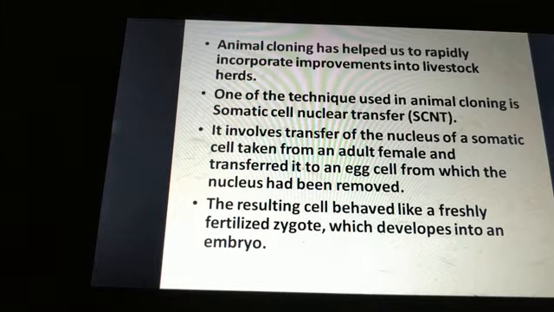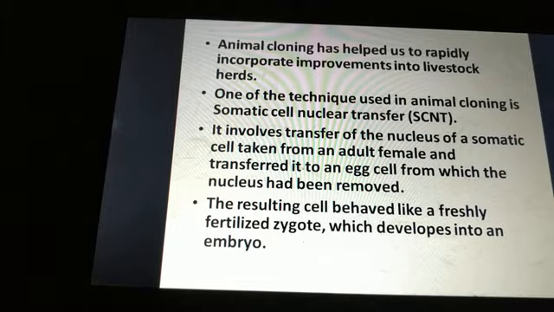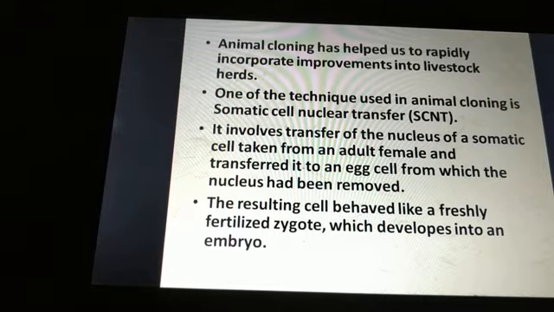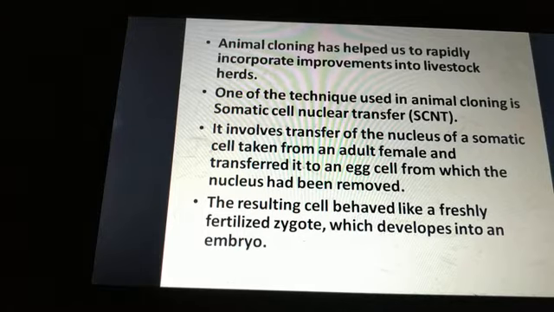Next, where cloning is used, as I already said, in drug development and in making of transgenic crops and animals. So animal cloning has helped us to rapidly incorporate improvement into livestock herds. Cloning allows livestock breeders to create an exact genetic copy of an existing animal. So it is used to produce healthier offspring.